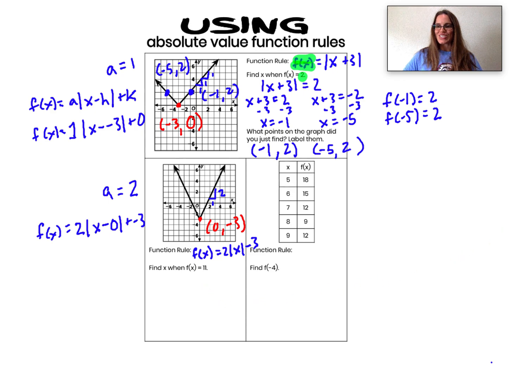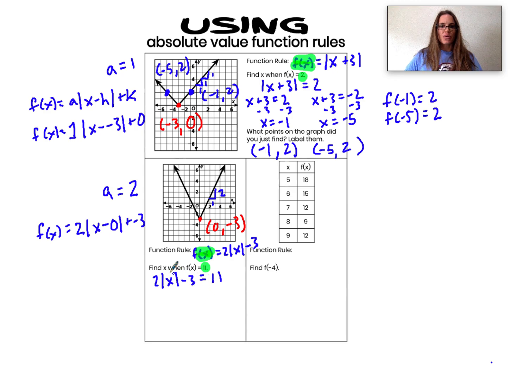Another function notation question. Find x when f of x equals 11. Once again, I'm being given the output, my value of f of x, and being asked to solve for x. Good thing I am awesome at solving absolute value equations. 2 times the absolute value of x minus 3 equals 11. I could have written 11 equals 2 times the absolute value of x minus 3, but this looks more common to me.